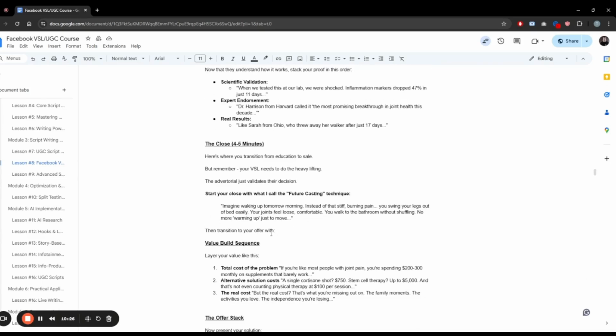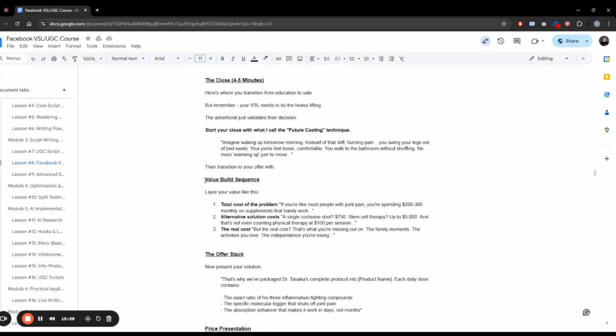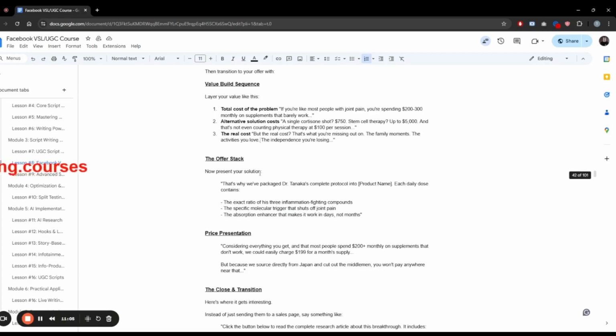And then you transition to your offer with a value build sequence. So you can layer your value like this. So you can highlight the total cost of the problem. So if you're like most people with joint pain, you're spending 200 to 300 monthly on supplements that barely work, or on physical therapy. Then you show the alternative solution costs: a single cortisone shot, 750, stem cell therapy, 5,000, and so on. And then you explain the real cost. But the real cost, that's what you're missing out on, the family moments, the activities you love, the independence you're losing. And then you have the offer stack.